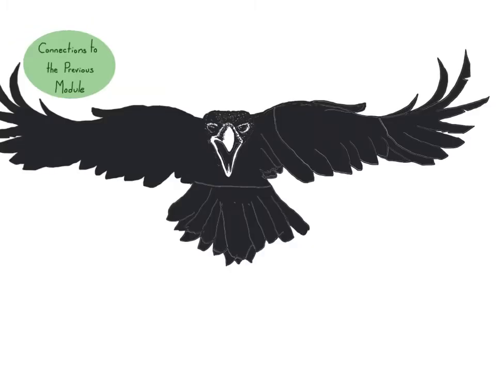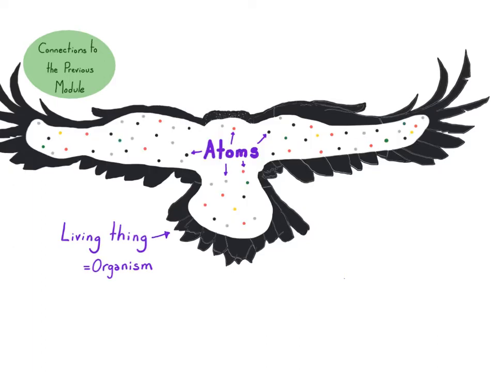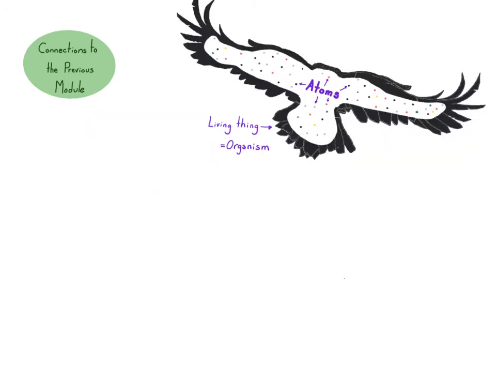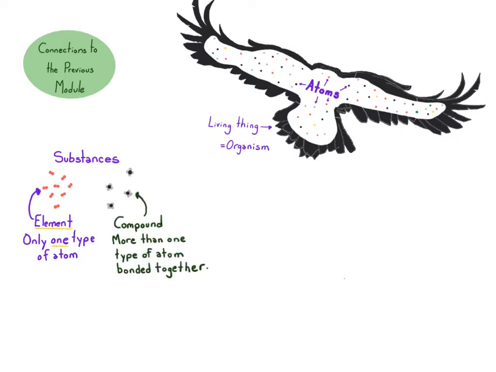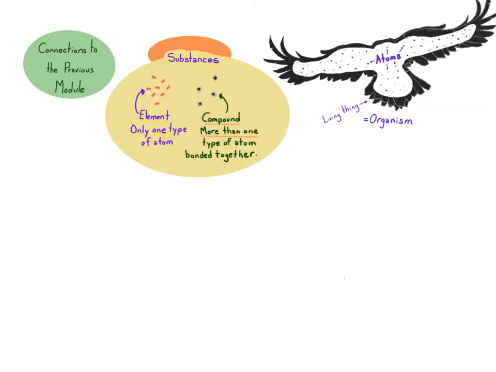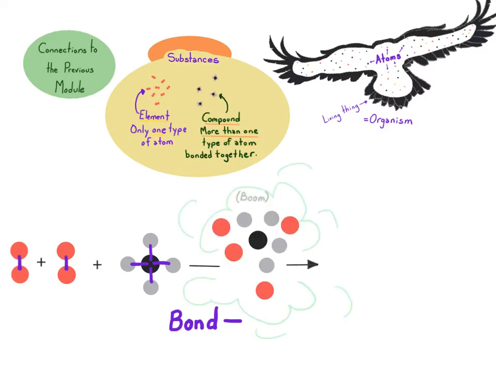Let's look at a quick recap of what we've learned so far. All things, including living things or organisms, are made of atoms. Substances that contain only one type of atom are elements. Substances that contain more than one type of atom bonded together are compounds. Bonds that hold atoms together are formed and/or broken during chemical reactions.